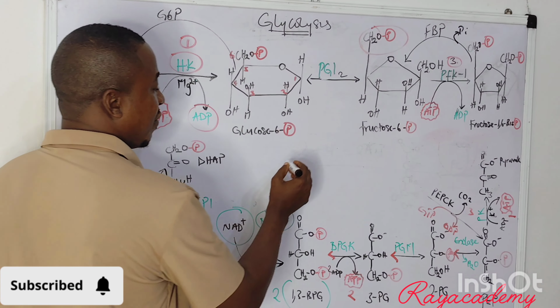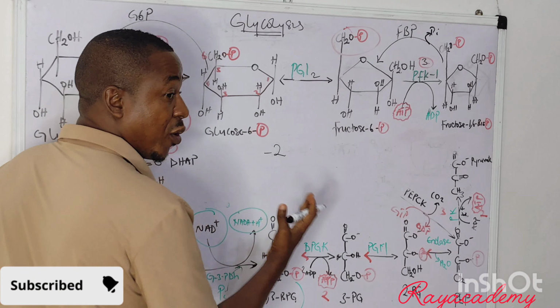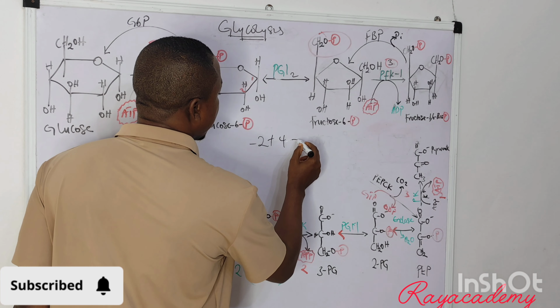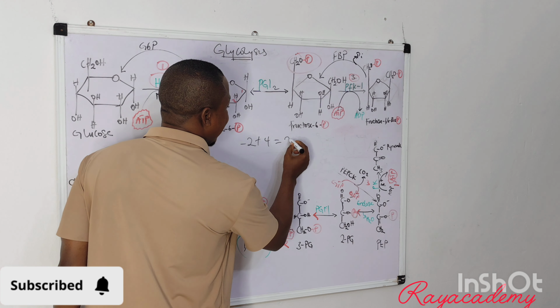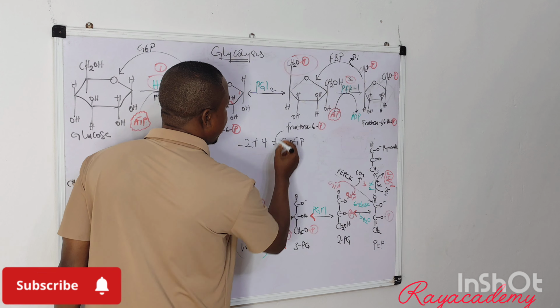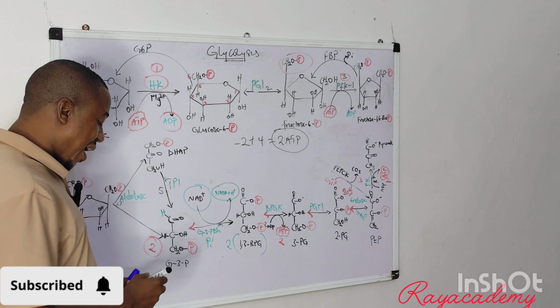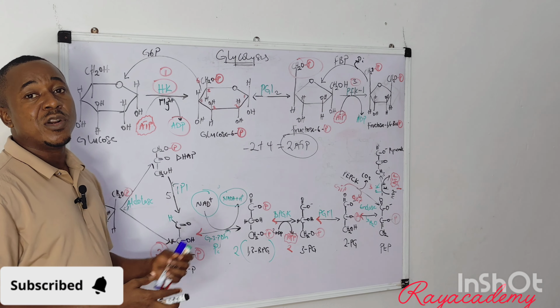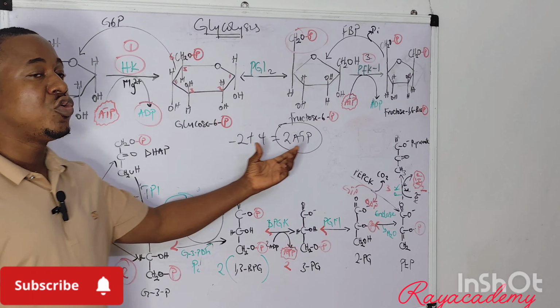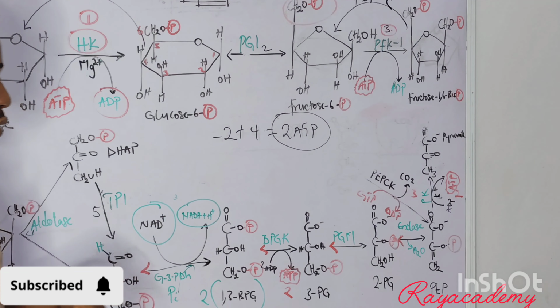So how many was used for investment? 2. How many was produced? 4. So minus 2 plus 4, we have a net 2 ATP produced from glycolysis. So if you ask how many ATP is produced from glycolysis, say a net 2 molecules of ATP is produced from glycolysis.